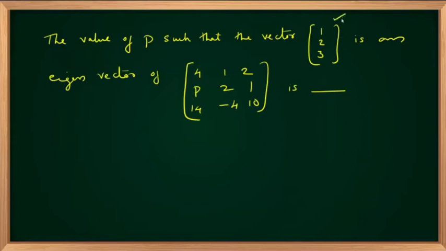You are not given any other information. You are given the matrix, but one value is not given to you. This question was asked in the GATE 2014 EC paper. You are asked to find the value of P so that this particular vector will be an eigenvector of this matrix. You can try. I'll give you 2 minutes.